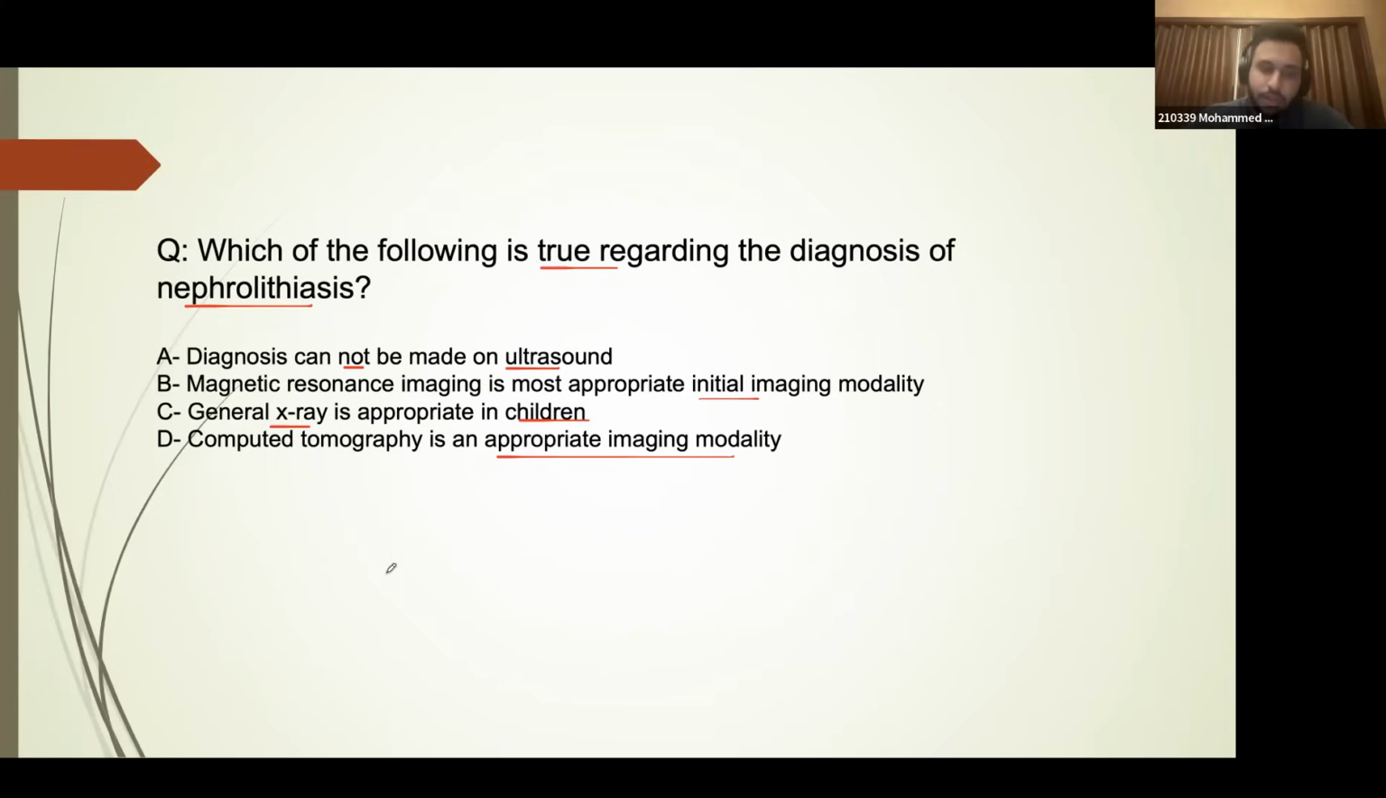Okay, I got one D, sorry, a multiple D. Everyone said D except one. Now, the answer is D. A, it can be made on ultrasound if it's in the kidneys. It can. It's not absolutely not. If the stone is in the kidney, it can be diagnosed by ultrasound. First modality, most sensitive, most appropriate is CT.